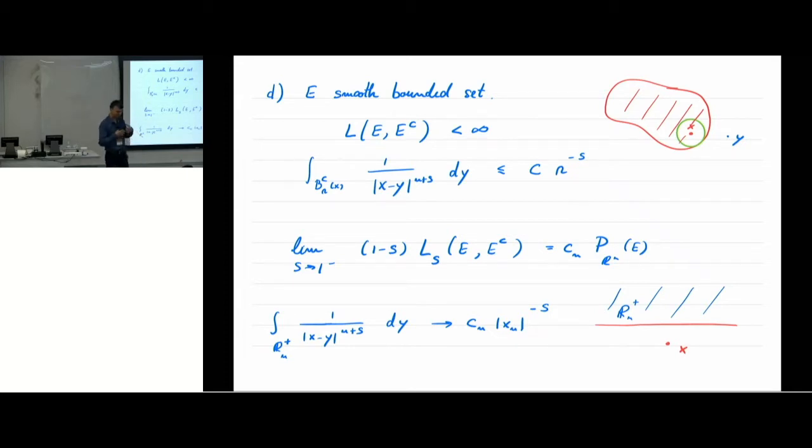What this says is that you are expected to recover the theory of classical minimal surfaces from the s non-local minimal surfaces as you let the parameter s tend to 1.